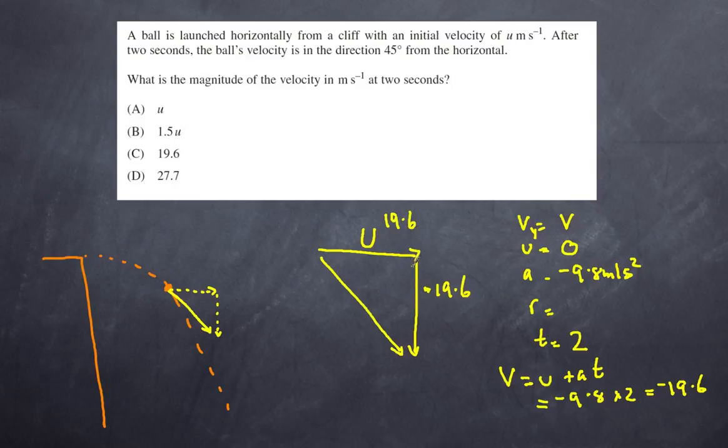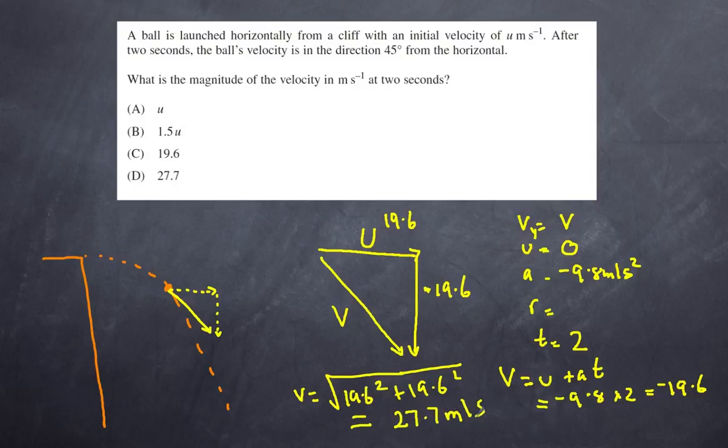And so now we're in a position to work out this value. It's clear that the velocity we are interested in is equal to the square root of 19.6 squared plus 19.6 squared using Pythagoras. And that gives us a total of 27.7 meters per second. D is our answer. So I hope that's helpful.